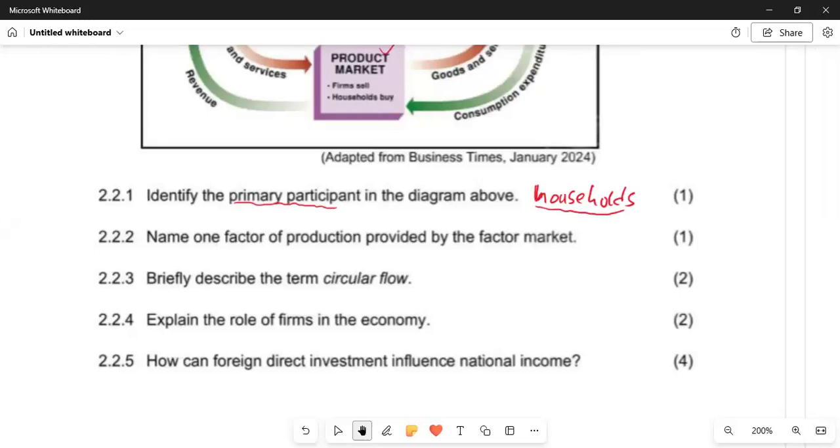Example, a foreign company builds operations in SA. It also creates jobs, whereby now they are going to reduce what? Poverty. When there is a creation of jobs, then the poverty is going to be reduced. Example, a new foreign-owned factory hires local workers. So that is going to reduce poverty. Also improve balance of payments.